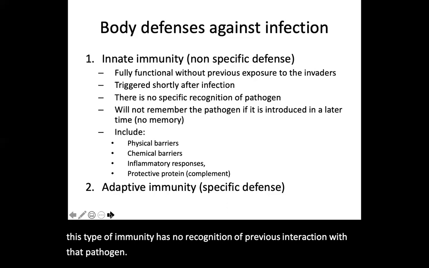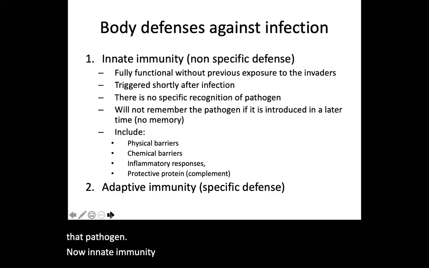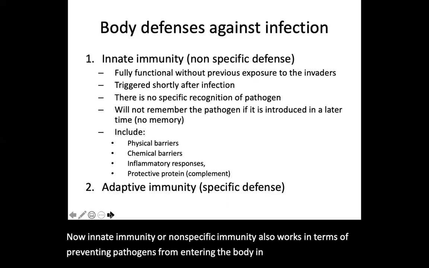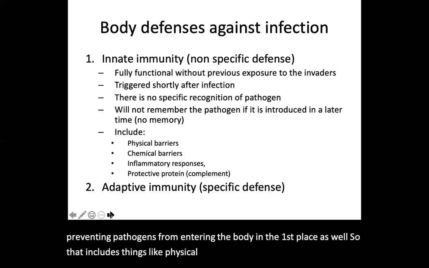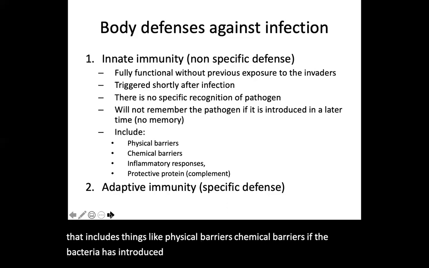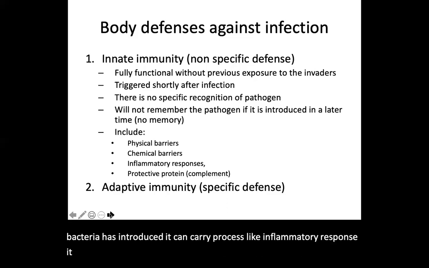Now, innate immunity or non-specific immunity also works in terms of preventing pathogens from entering the body in the first place. So that includes things like physical barriers, chemical barriers. If the bacteria has been introduced, it can carry out processes like the inflammatory response. It has proteins called complement proteins that are fighting off the infective agent, etc.